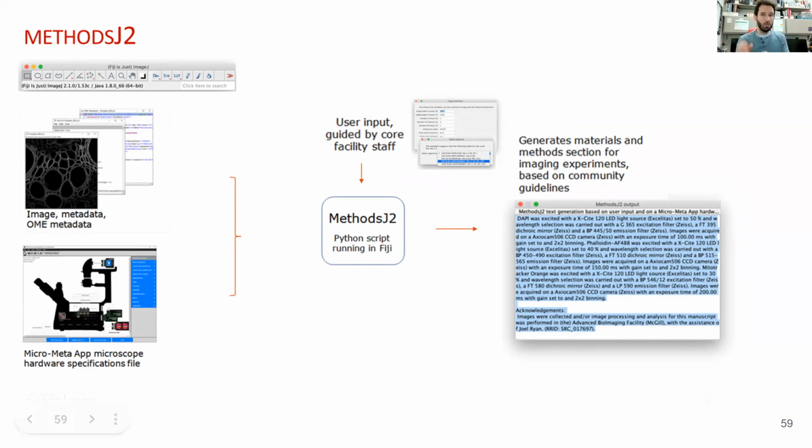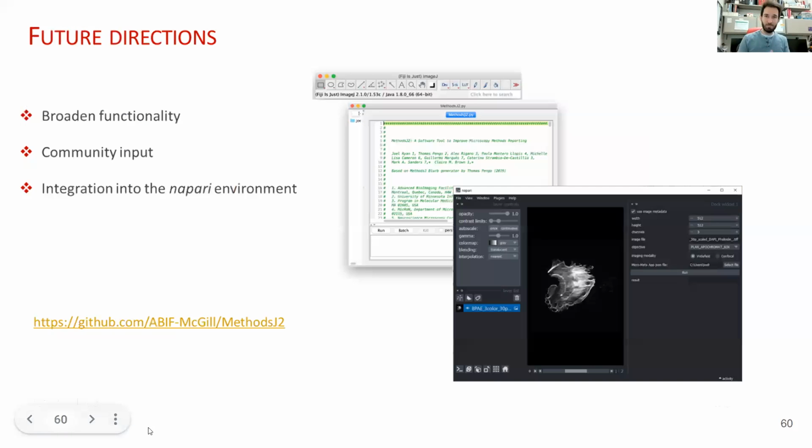So also for documentation, you not only get that little bit of text, but an actual CSV file that you can use for later documentation. And so we'll stop there.